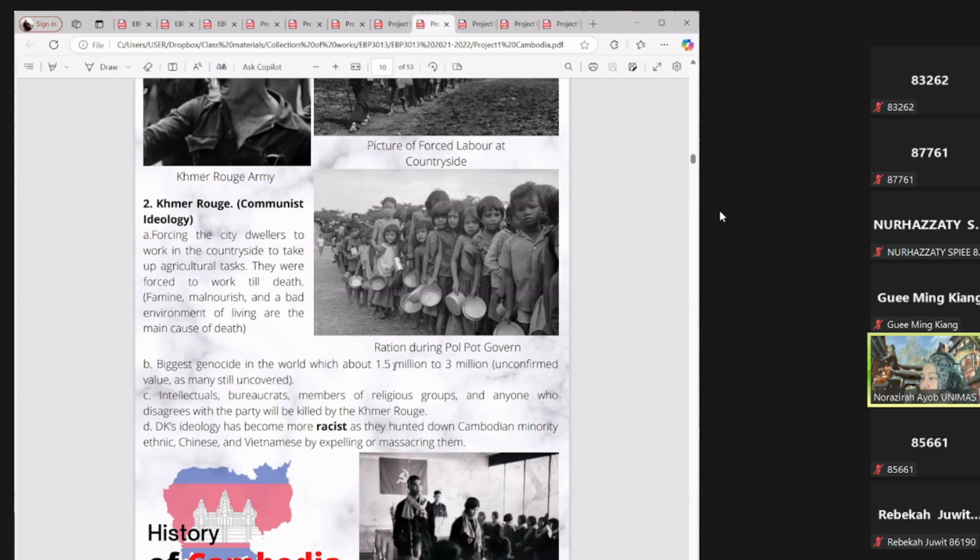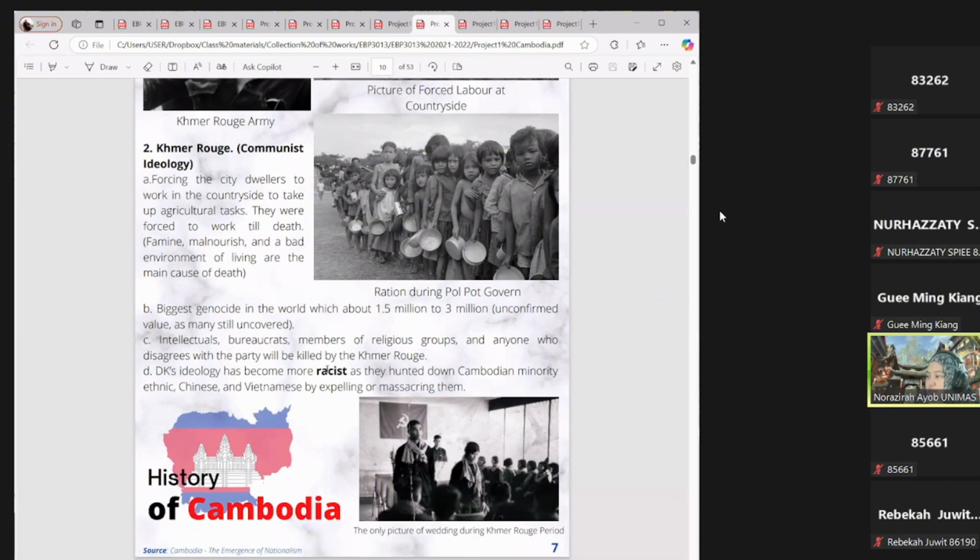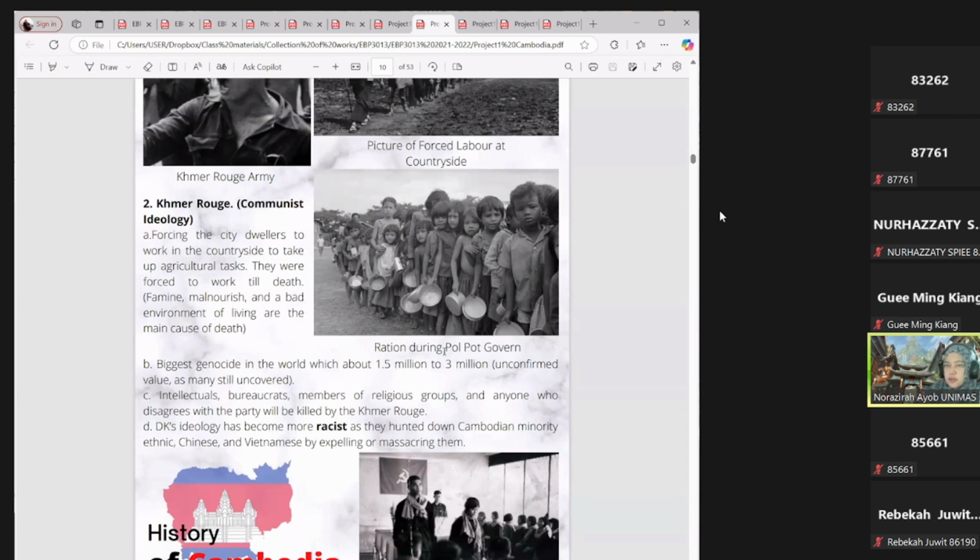Biggest genocide in the world, about 1.5 million to 3 million. His own people died because of him. Terrible. I went to Cambodia and visited one of the schools. It used to be a school, but then they used the school to torture people and kill people. Until now, you can actually visit that school to see how their own people were tortured.